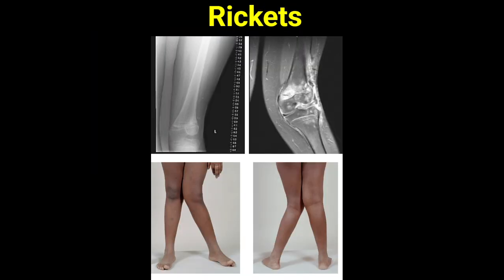Rickets is a disorder of growing bones caused by a deficiency of vitamin D and sometimes inadequate calcium or phosphorus. Vitamin D is essential because it allows the body to absorb calcium and phosphorus, which are needed for normal bone mineralization. Without enough vitamin D, bones become soft, weak, and easily deformed.